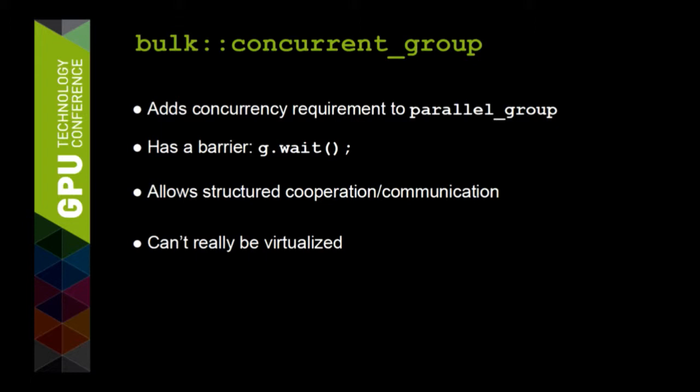The second one of these groups is called the concurrent group, and this is just like the parallel group, except it adds a concurrency requirement. It basically gives a barrier to these groups. To synchronize, we see something like g.wait. And it basically allows the agents in this group to communicate and cooperate with each other. I can't really virtualize a concurrent group, so basically each concurrent group just corresponds one-to-one to a CUDA thread block. There's not really a good way to virtualize a group that's concurrent or has a barrier today in CUDA. That could change later, but for now, this corresponds one-to-one with a CTA. And I'll show you exactly how all this works with a few more examples.